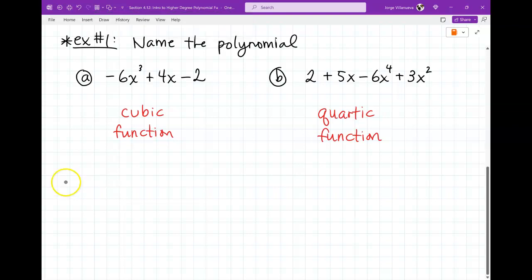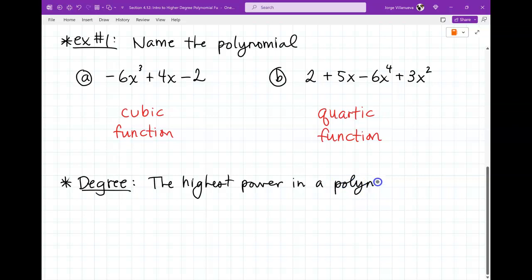First off, let's define the degree. And we've talked about this before, but I just want to put it here. The degree is the highest power in a polynomial. So that's not hard. It's not hard to do. Just look for the highest power. Okay, so whatever the highest power is, we call it the degree. So for part A, the function was of degree 3, right? That was the highest power. For part B, the function was of degree 4 because that was the highest power.